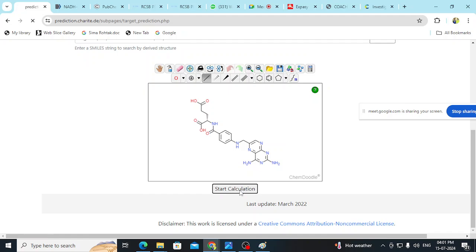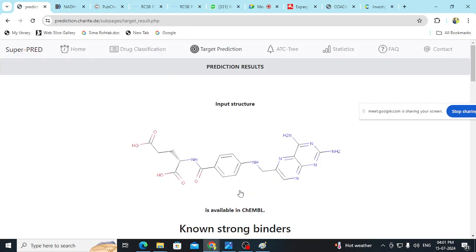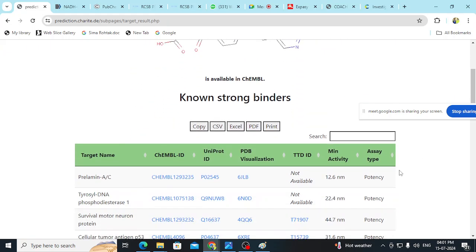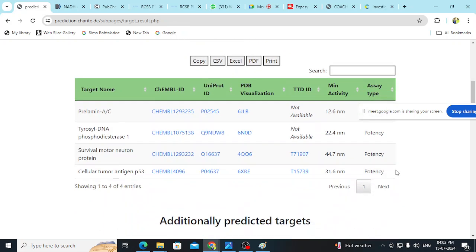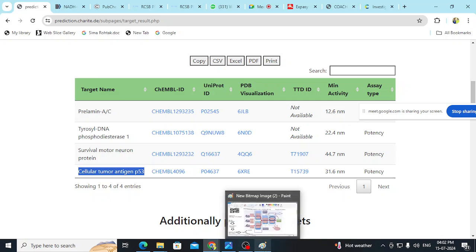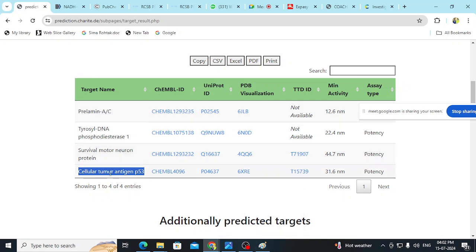Then we have to click on calculations. So now we have started the calculation, and let us see how good the drug can be for human use. So it has identified some very strong binders. As you can see here, it has very strong binding with cellular tumor antigen P53. Now who can tell me more about P53? There are many more, but the highest, very important here is cellular tumor antigen P53.